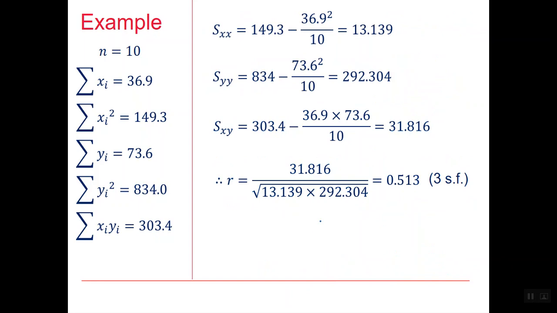Now here it is written out neatly. And remember that R must always take a value between -1 and 1. So it's a good way of checking whether your answer seems appropriate.